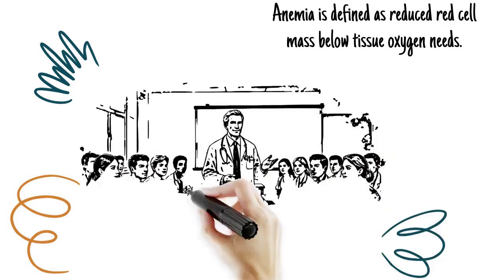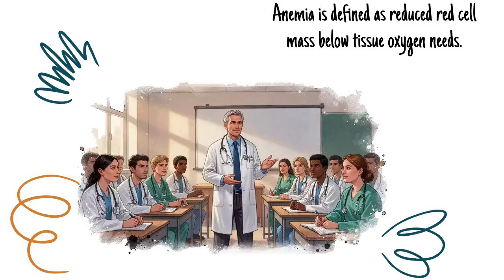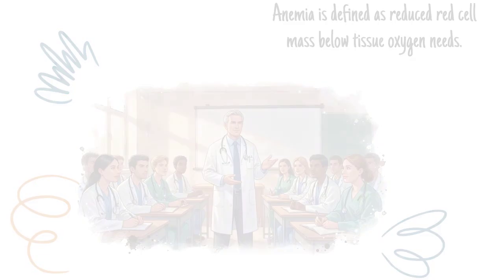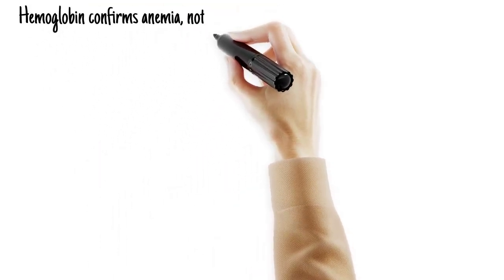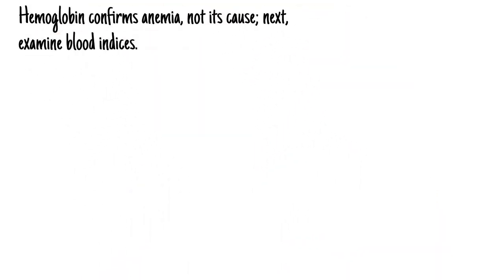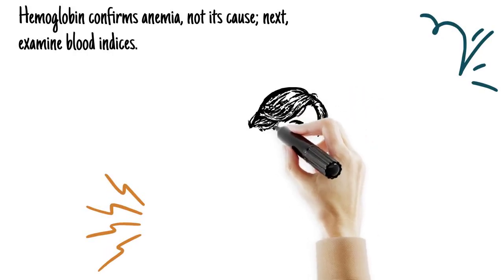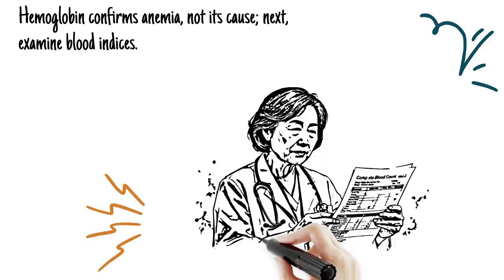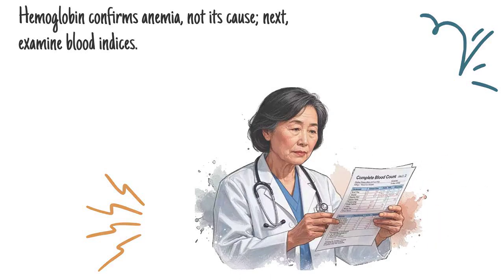Broadly, less than 13 grams per deciliter in adult men and less than 12 grams per deciliter in non-pregnant adult women, according to WHO criteria. It is crucial to understand that hemoglobin tells you that the patient is anemic, but it does not tell you why. To answer the why, we turn to the next index on the complete blood count, the mean corpuscular volume.